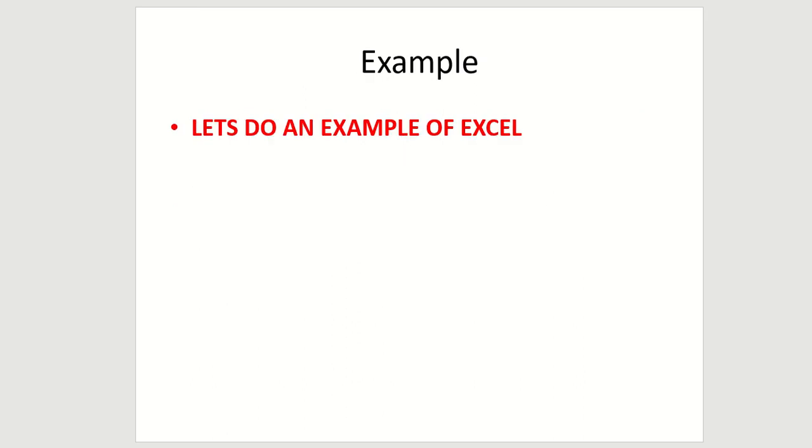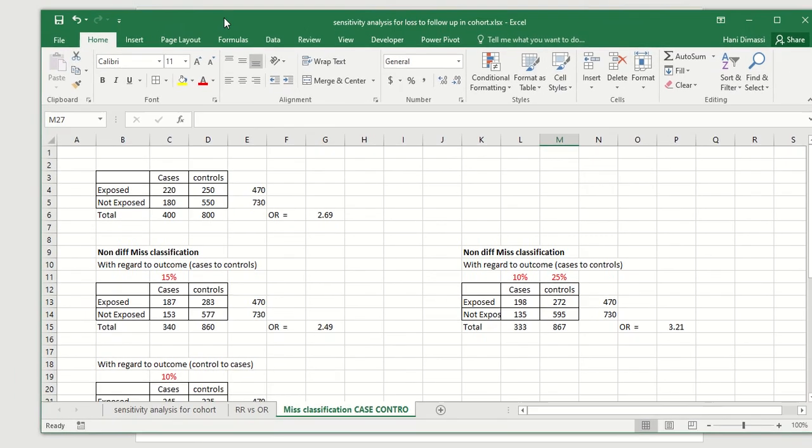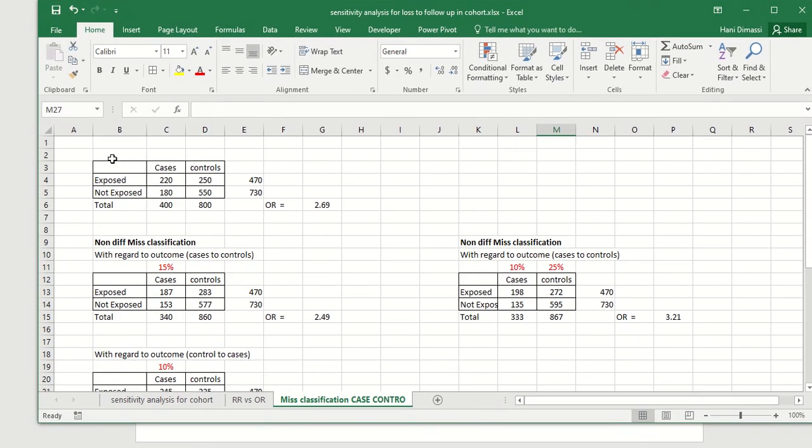So I have an example prepared on Excel. Let's go and look at it. Right on the top, I have a set of case controls: about 400 cases and 800 controls, so the ratio is 2 to 1. And I'm looking at exposed and not exposed. If you do the odds ratio correctly, it comes out to be 2.69. This is the real one.